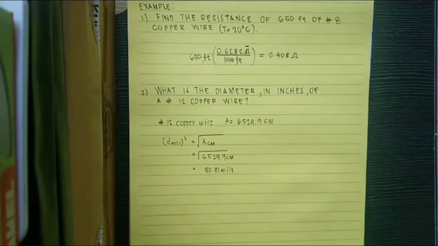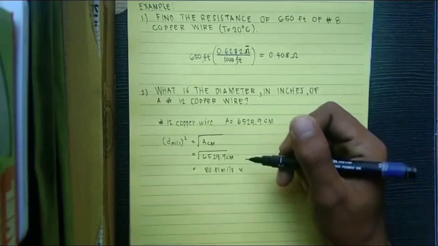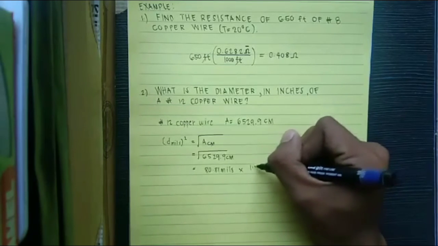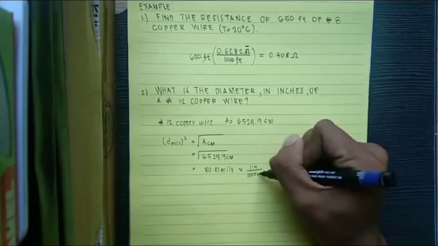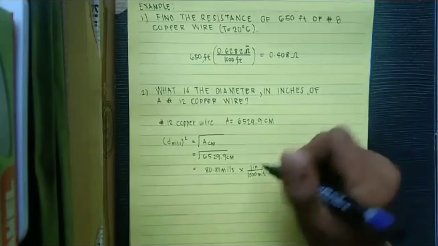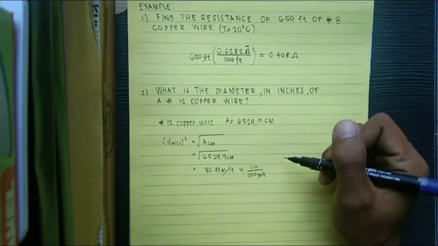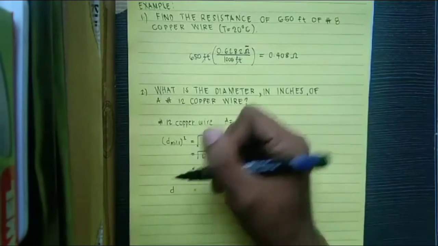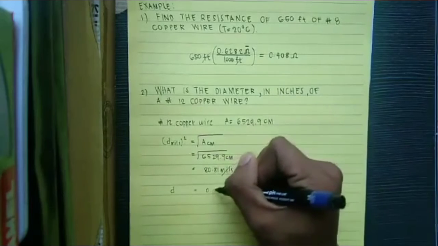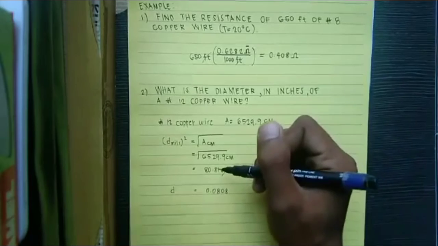But the required is in inches. So we're going to convert into inches. So multiply natin siya in 1 inch all over 1,000 mils. Cancel out yung mil. So pakalabasan ng diameter is 0.0808 inch.